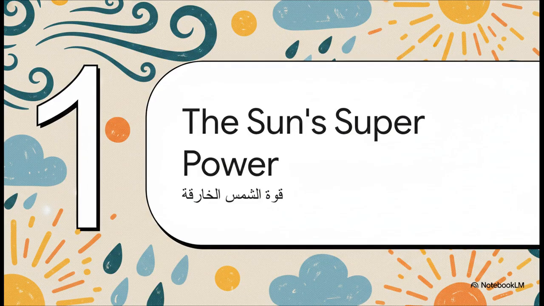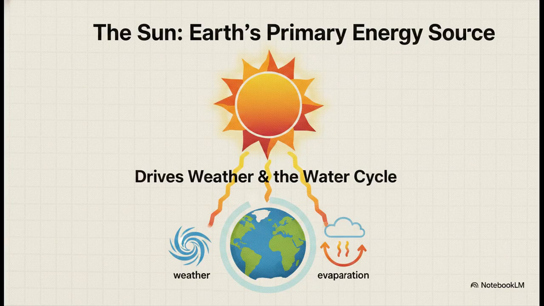Okay, warm-up's over. Now for the main event. Everything we're about to talk about, from the wind to the weather, it all starts with one single incredible power source. So let's talk about the sun's superpower. The sun is basically the engine for our entire planet. It's sending out this massive amount of energy that travels all the way through space to get to us. And all that solar energy is what powers the whole water cycle, turning water into vapor, making clouds, and creating literally all the weather we see.